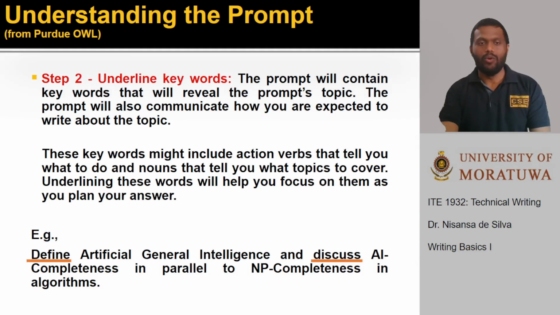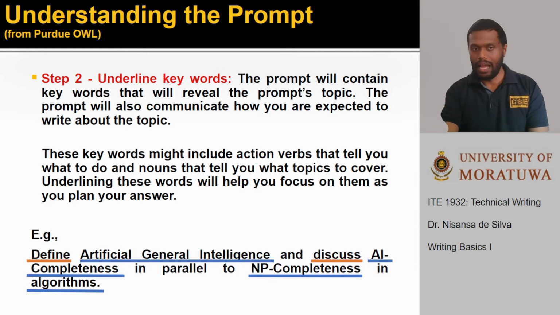And what are the items that you need to do these actions on? It's in the question. So we underline the nouns: artificial general intelligence, AI completeness, NP completeness, algorithms. Now that you have your verbs and nouns in place, you can move on to step 3.